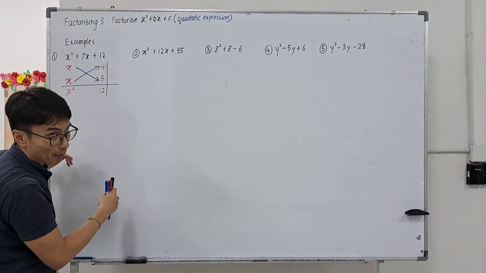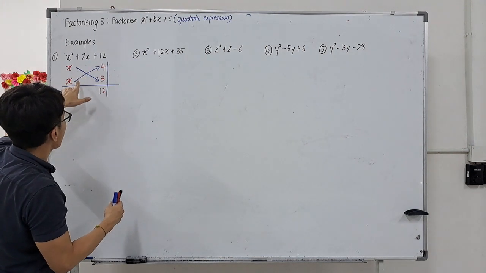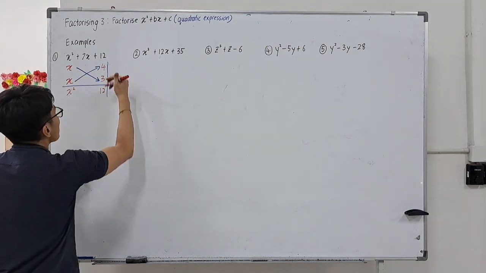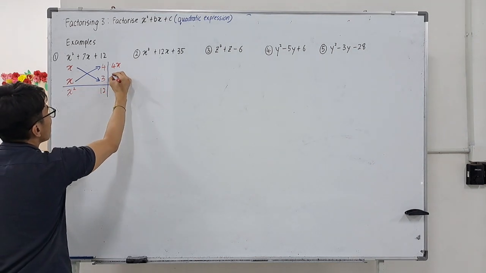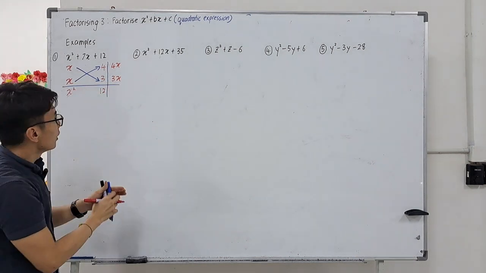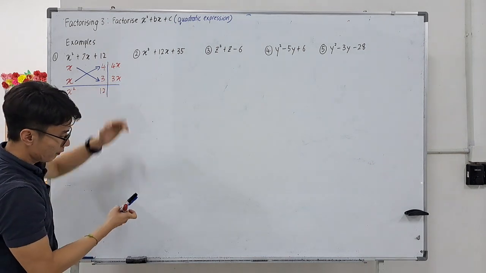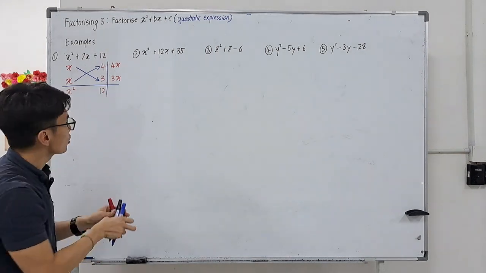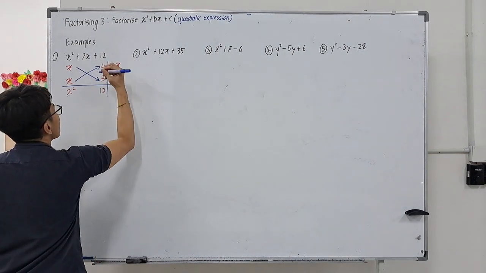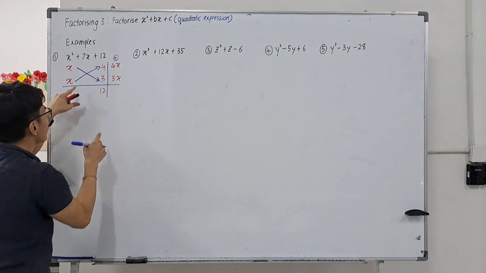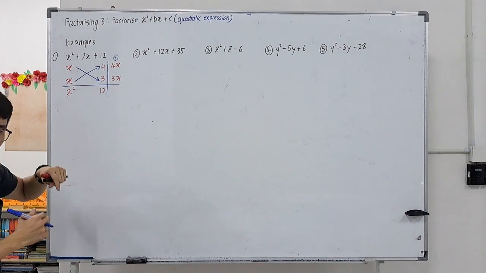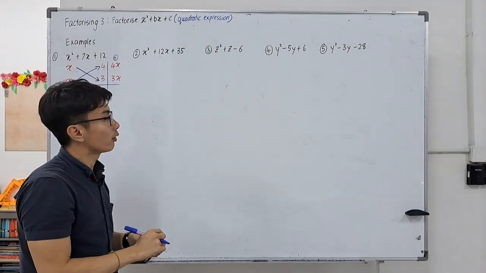So over here, what's going to happen? x times 4 will give me 4x over here, right? x times 3 is going to give me 3x over here. Now this zone over here will be the addition zone, all right? And can you see a big cross over here? That will be the multiplication zone, all right?